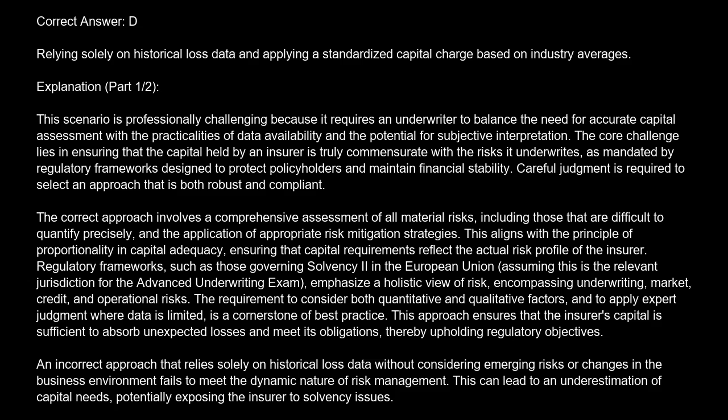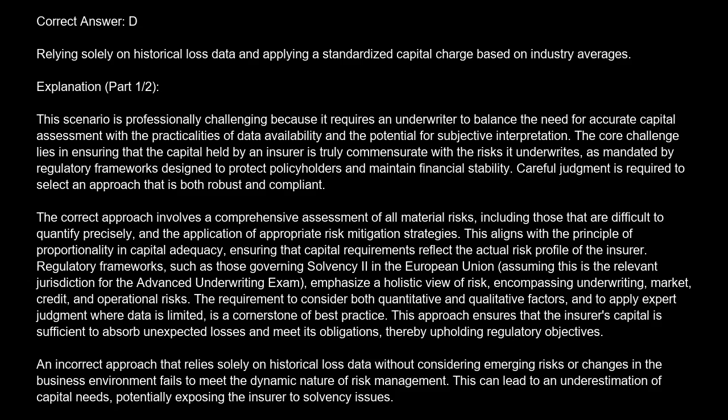The core challenge lies in ensuring that the capital held by an insurer is truly commensurate with the risks it underwrites, as mandated by regulatory frameworks designed to protect policyholders and maintain financial stability. Careful judgment is required to select an approach that is both robust and compliant. The correct approach involves a comprehensive assessment of all material risks, including those that are difficult to quantify precisely, and the application of appropriate risk mitigation strategies.